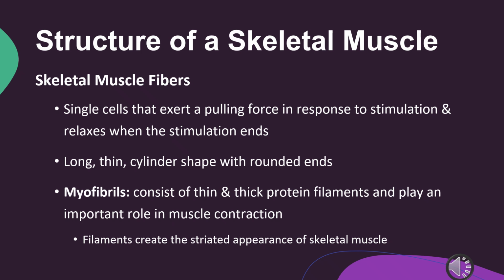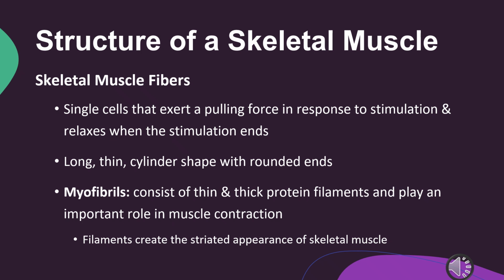So these cells have a unique job compared to other cells, right? They exert a pulling force when stimulated by a nerve, and when that stimulation ends, the muscle fiber relaxes. And this on-off ability to contract is what creates body movement as it pulls against bones. So inside each muscle fiber, you have thousands of microscopic threads, and we call these threads myofibrils. And these are like the engines of the muscle contraction.